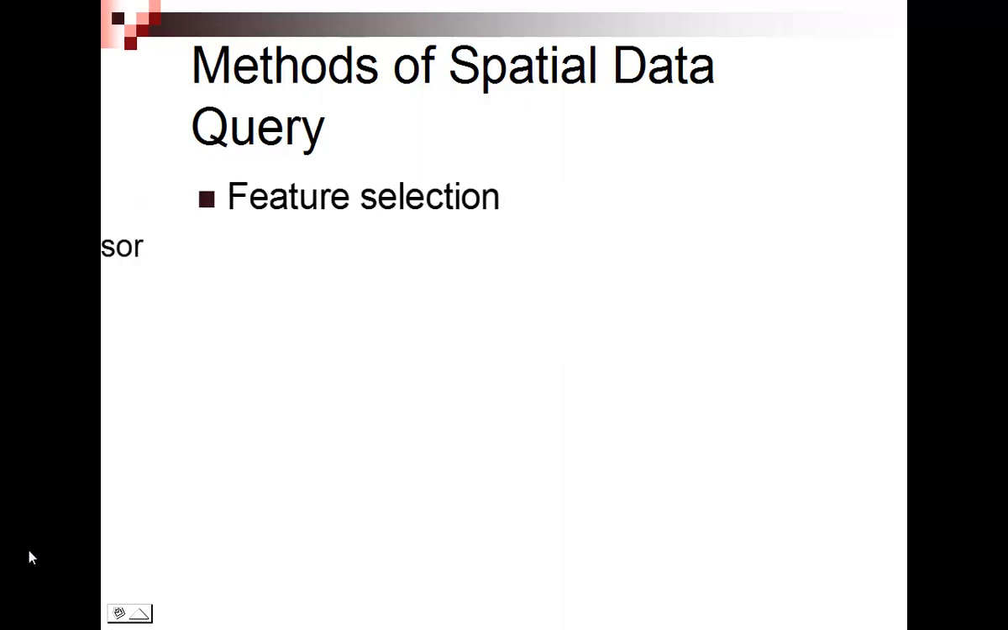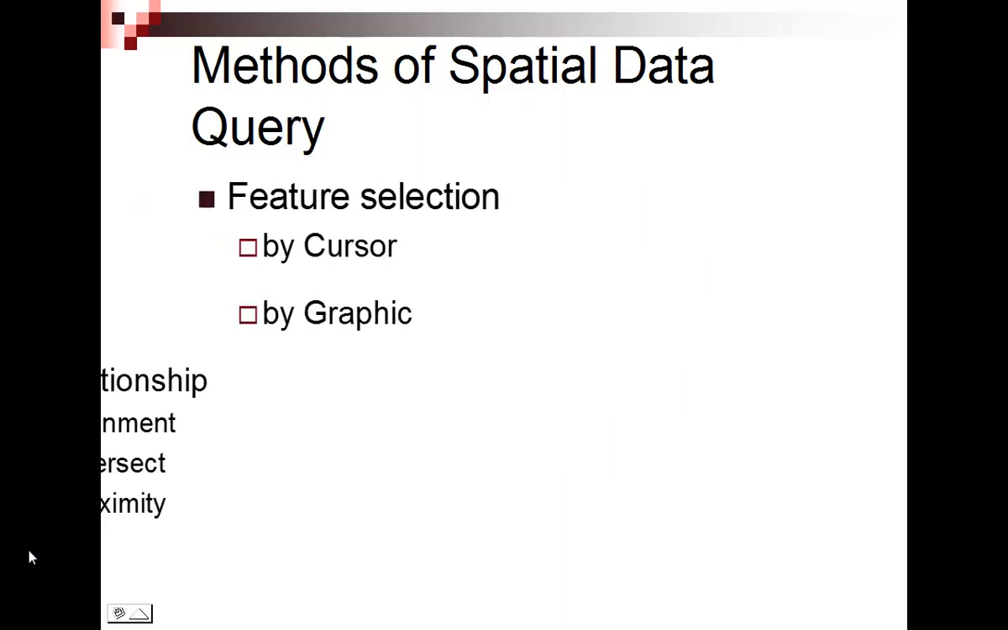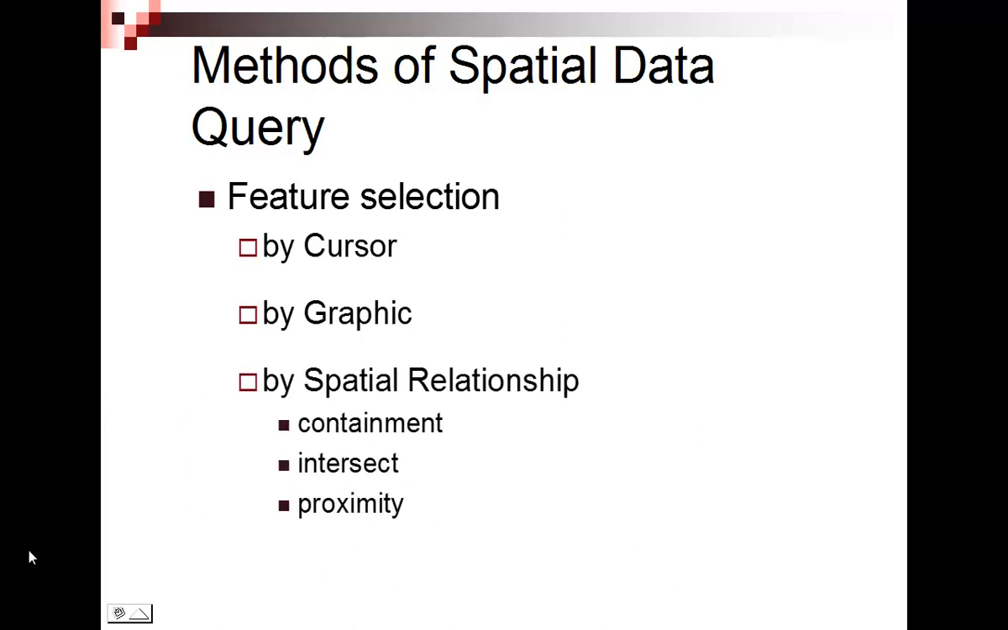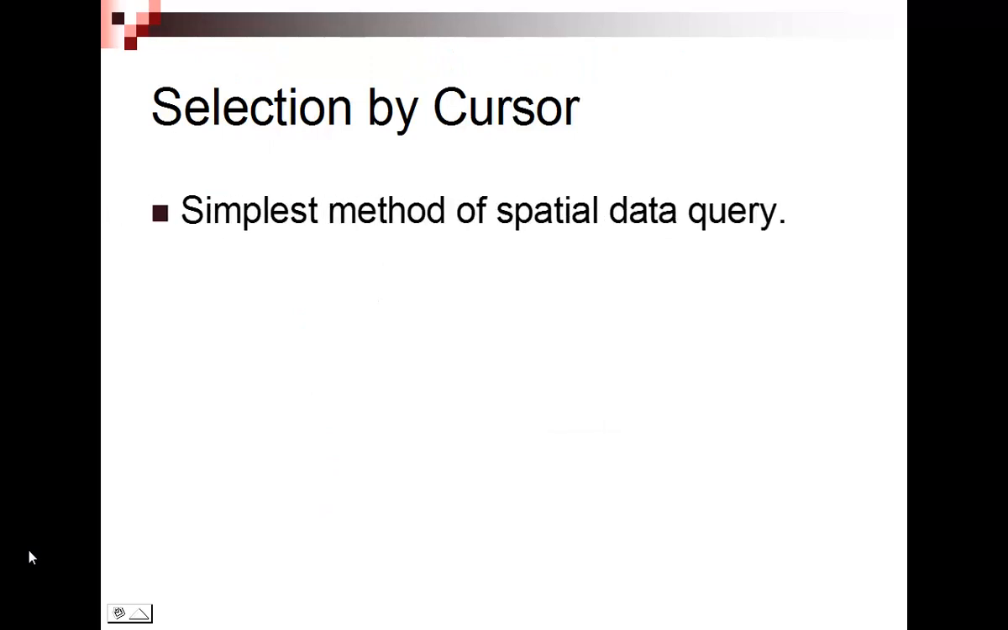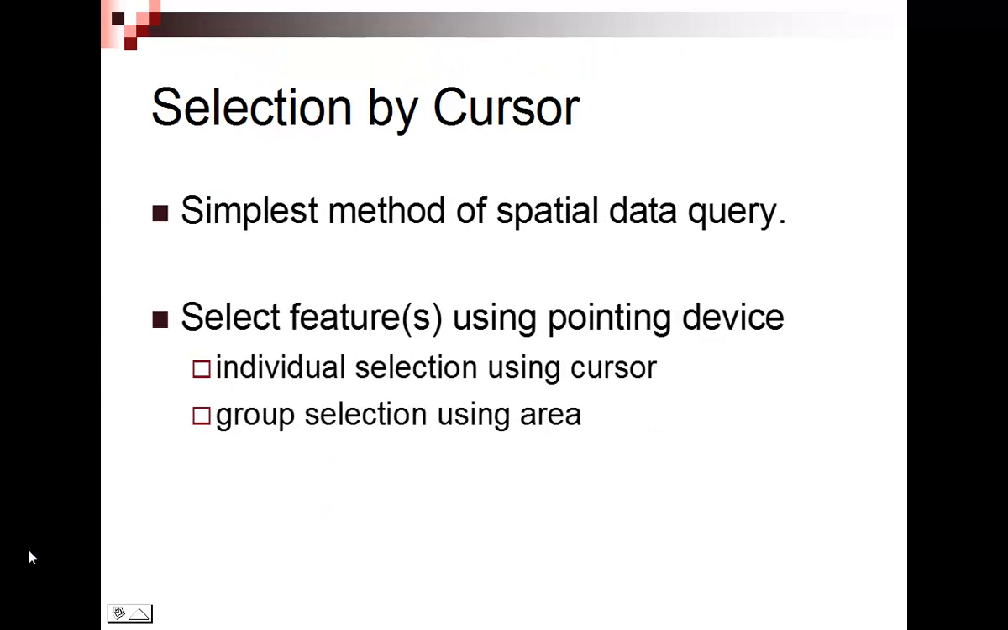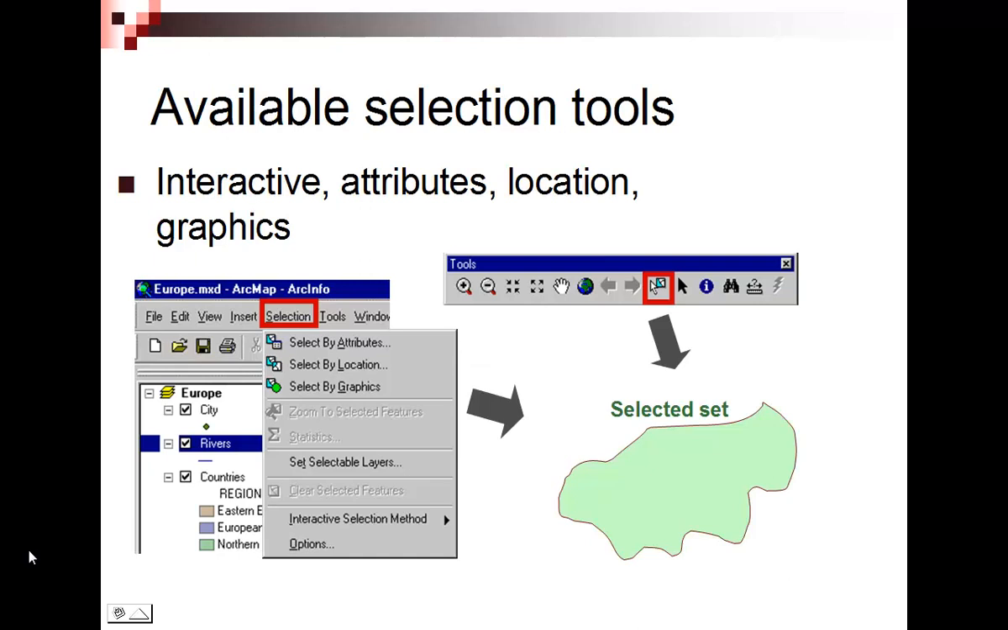There are different ways that we can select things. We can do a feature selection by cursor, by graphic, or by a spatial relationship. And the by spatial relationship is probably the most powerful one. When we select by cursor, it's pretty easy. I can just grab things. Okay, and I'll show you an example here in a second. But using the individual cursor or using a particular area.